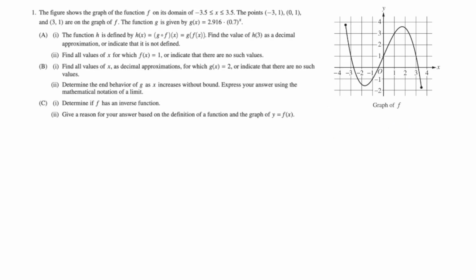Alright, so letter C says determine if f has an inverse function. And the wording here can be kind of tricky, because honestly, everything has an inverse, and this function f that they have graphed for us has an inverse. Anything does. An inverse just means you switch all the x and the y values. So for instance, this point here, let's see, -3, 1 would become the point 1, -3. It would end up down here. This point here, 0, 1, would become 1, 0.